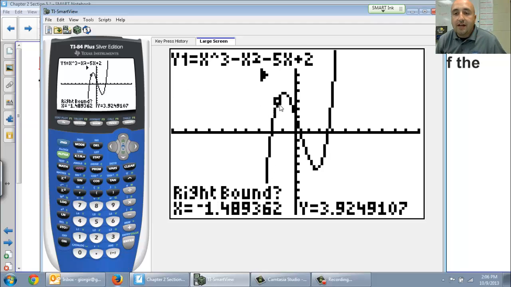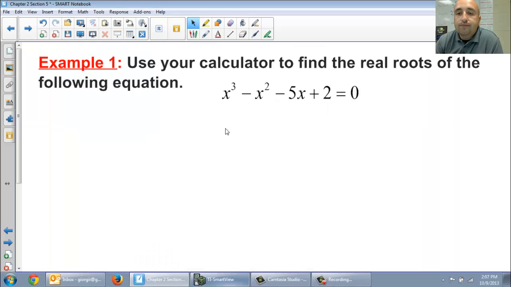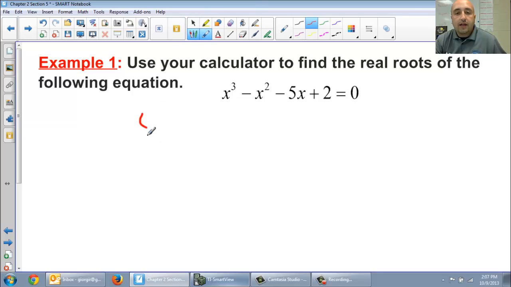Okay, notice if I drew a line straight down, that would be to the right. So I'm going to hit enter there, and then when it says guess, you hit enter again, and it should give you our 0. This 0 is at negative 2, comma, the y, e to the negative 12th, that just means 0. It should be right on the x-axis, so the y should always be equal to 0. So negative 2, 0 is one of my real roots.